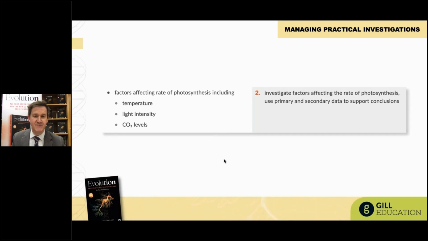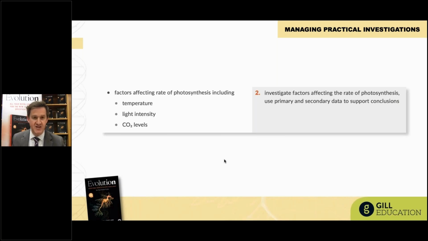Here's another one as well: investigate factors affecting the rate of photosynthesis. Again, we might be relatively comfortable with investigating the factors affecting the rate of photosynthesis, like light intensity and CO2, but temperature now also comes into it too. So again, the students will need to know how to do each of the 3, but they might only gather primary data themselves on one of them.